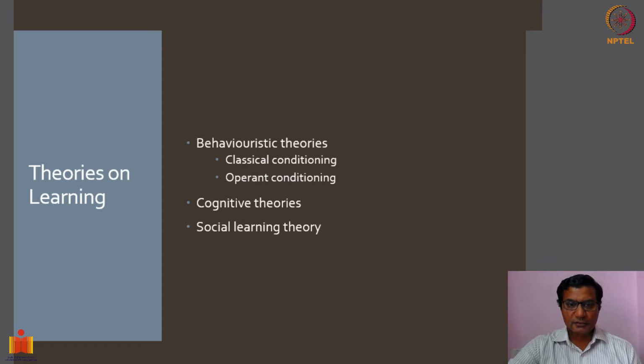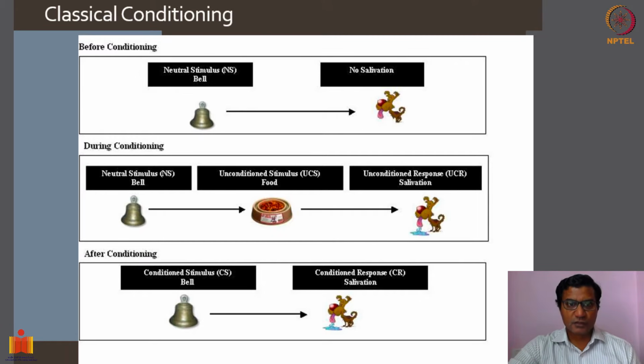We also looked at some of the theories on learning. First, we looked at behavioristic theories, in which we saw two different approaches or two different ways in which conditioning is done. So the first approach is classical conditioning, in which a neutral stimulus is paired with an unconditional stimulus. By pairing these two, after a certain time, even without the unconditional stimulus, the neutral stimulus leads to the behavior, which otherwise only the unconditional stimulus would lead to.